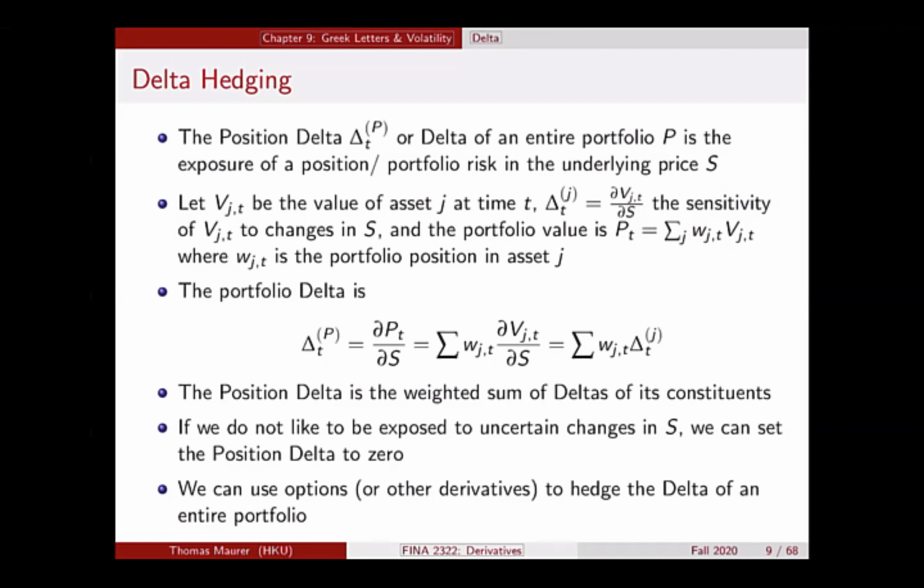So what is this useful for? Well, basically, if you would like to have no exposure to small changes in that underlying asset price S, then you want to construct your portfolio such that the delta of the entire portfolio is going to be exactly 0. In that sense, you know that if the price of the underlying asset changes a little bit, your portfolio value will not change. And so you're perfectly hedged against these risks.